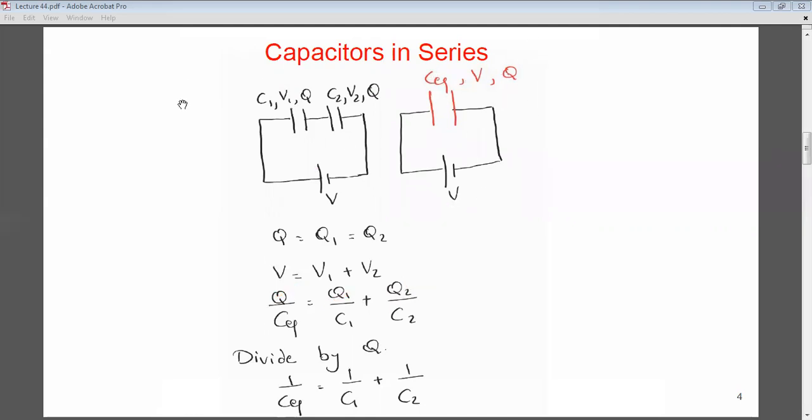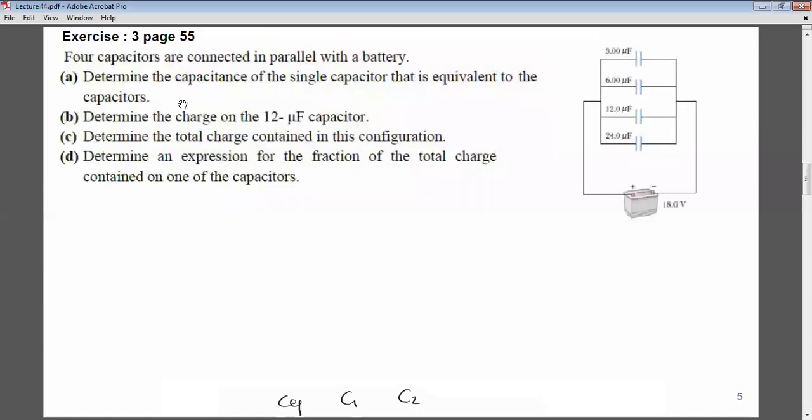Okay, let's do some exercises. 4 capacitors are connected in parallel with a battery. Determine the capacitance of the single capacitor that is equivalent to the capacitors. So we have to get the equivalent for all these 4. So all these 4 are in parallel. So C equivalent will be C1 plus C2 plus C3 plus C4.